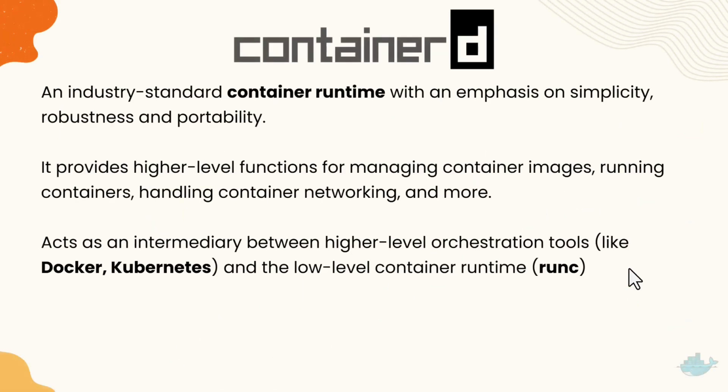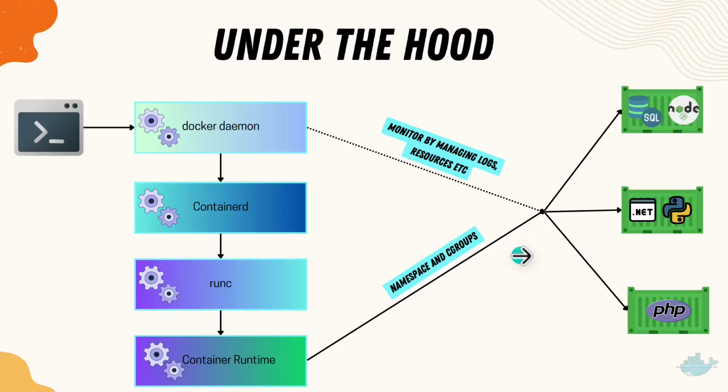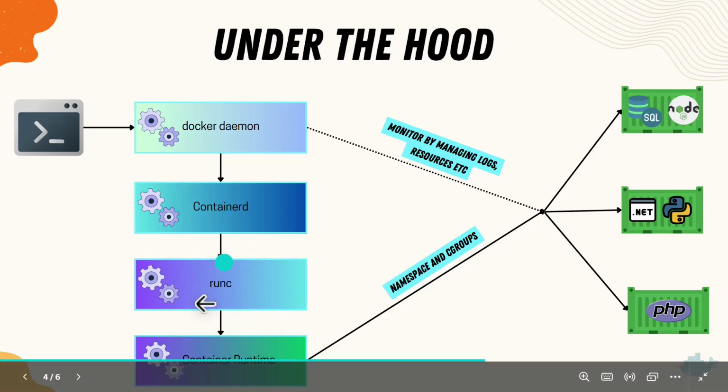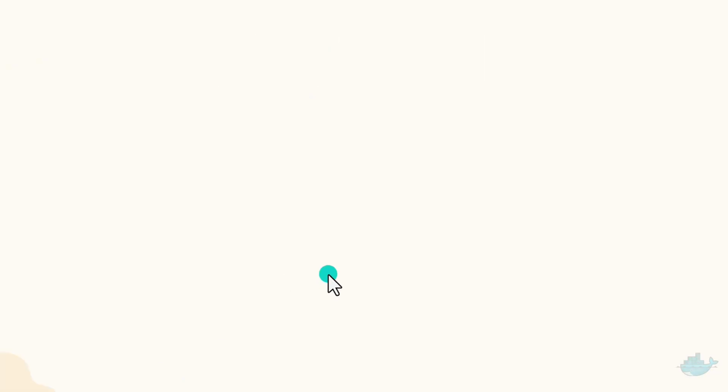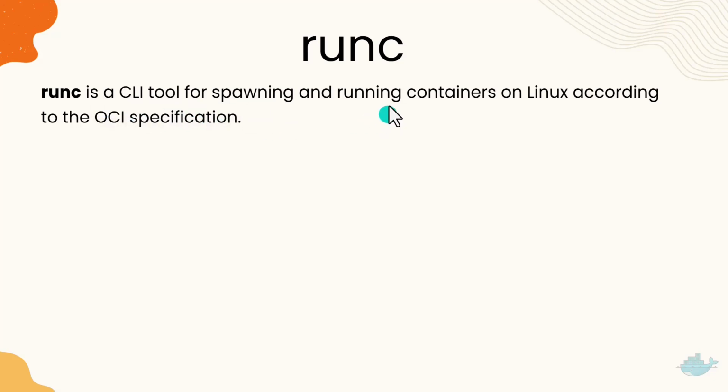We have already discussed it a bit. But most importantly, containerd also acts as an intermediary between higher level orchestration tools like Docker or Kubernetes and the lower level container runtime, which is runC. We have seen in the architecture that containerd talks to runC. RunC is also one of the core components in the Docker architecture, and it is responsible for running the container process. It is a lightweight and portable container runtime used for spawning and running containers on Linux according to the OCI specification. This is another runtime that you need to understand. There are many different runtimes available, not just runC, and you can use many different runtimes if you think so.